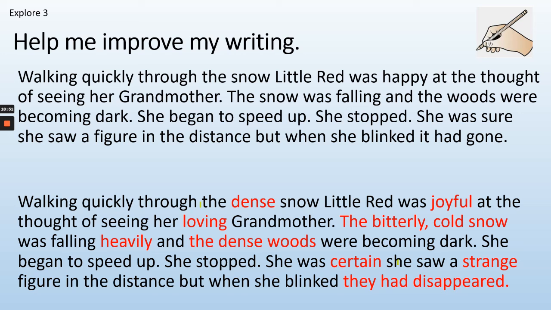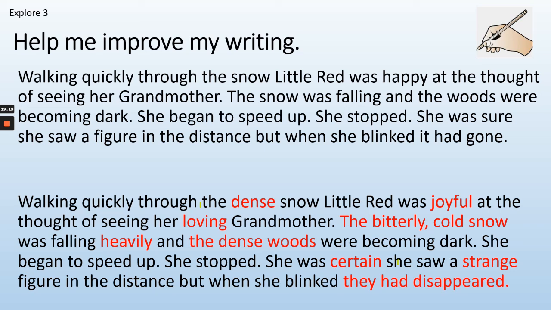So as you can see, I've changed certain words. Instead of just through the snow, the dense snow, meaning it's quite thick. Instead of happy, we are year 5, we can use thesaurus and up-level our work, joyful. The bitterly cold snow, I have my determiner, the, bitterly and cold, adjective, and my noun, snow. So I've got my expanded noun phrase in there.